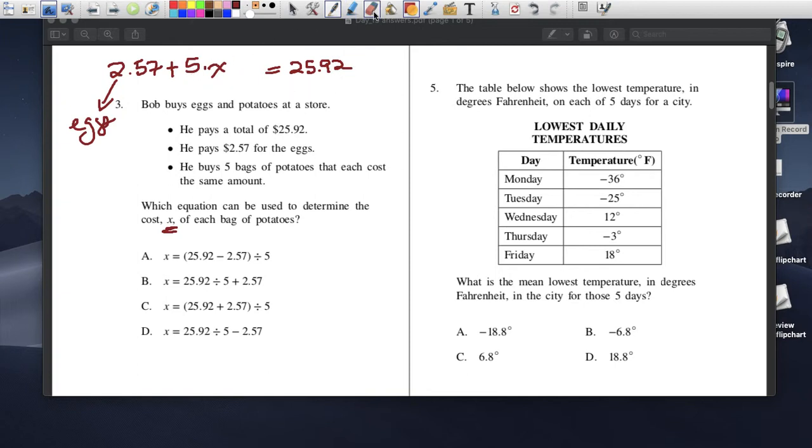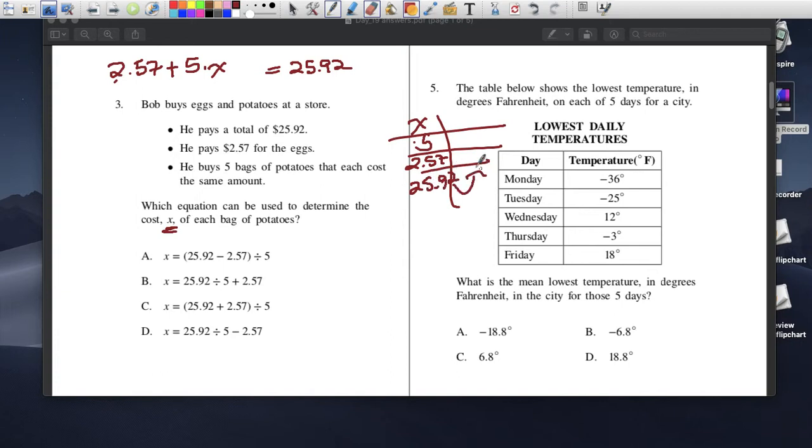Right, so that would be my equation. Now, you notice that they put it in terms of x. So if I were to solve this right now, let me just make a story. Here's my variable x, which is being multiplied by 5 and then added to 2.57. And that's all going to give me 25.92.